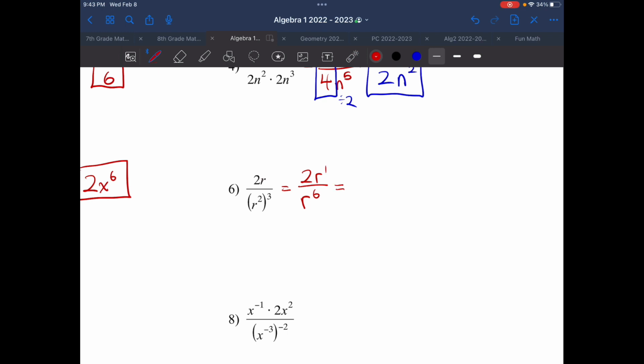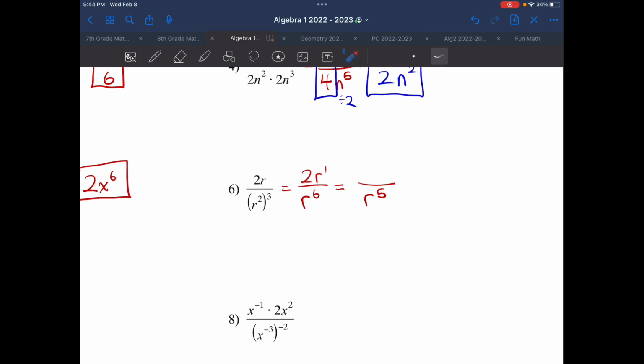All right, now I need to decide where to put my r. I can't have 2 r's. I can only have 1 in my final answer. Notice that the r in the denominator has a higher exponent than the one in the numerator. So that means my answer is going to be in the denominator. And because my answer is in the denominator, I'm going to do denominator minus numerator, 6 minus 1, to get r to the power of 5.